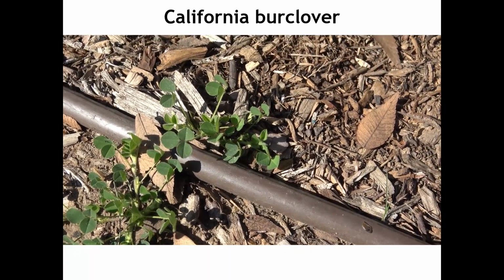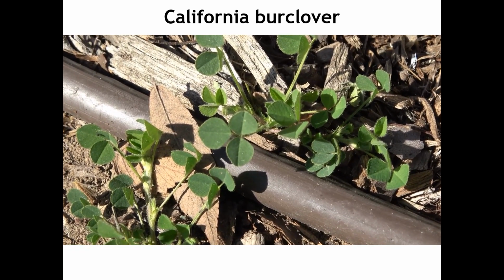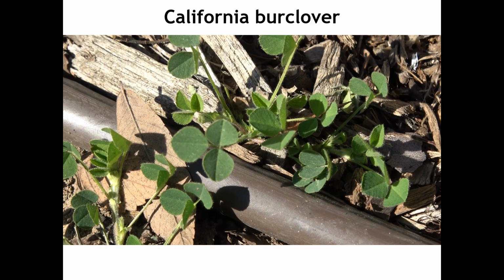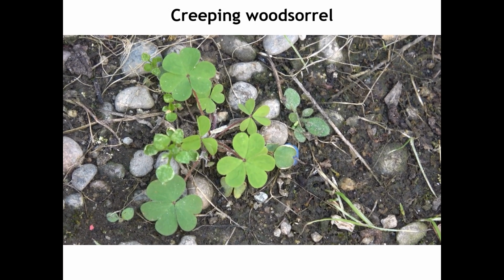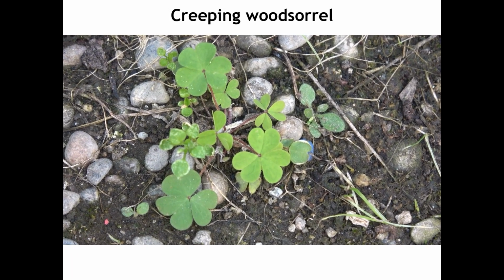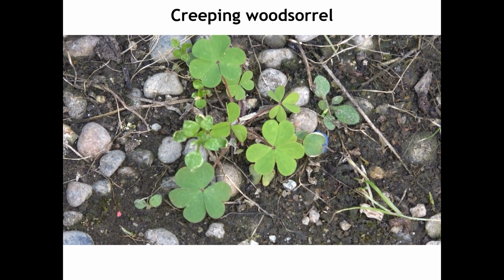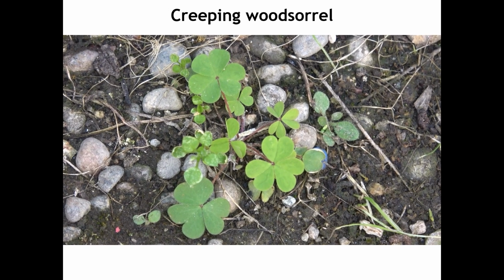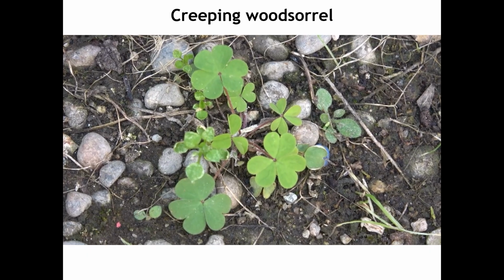Here is a video of California burr clover, and please pay attention to the leaf structures. They are what we call trifoliate leaves. We see in this video the wood sorrel, which has heart-shaped leaves but are also trifoliate, and you can tell the two apart. There are different kinds of wood sorrels. I'm not going to mention all of them, but here is the common one that we see in our vegetable fields, and that is your creeping wood sorrel.